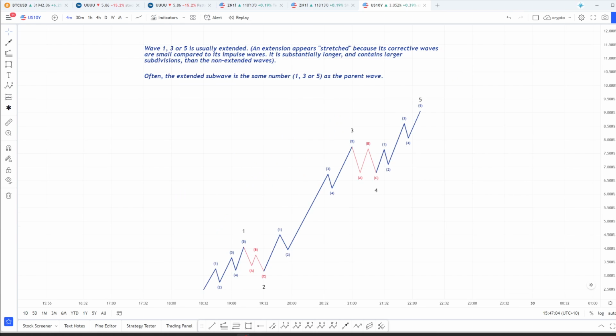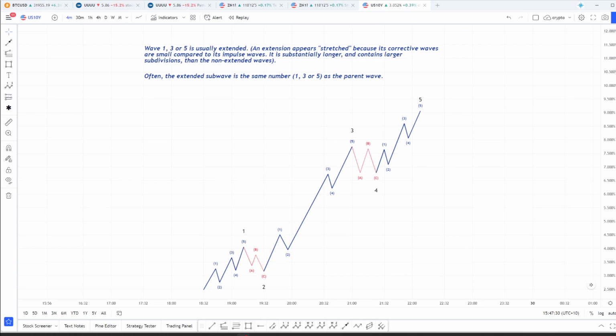So now we'll talk about extensions. Waves 1, 3, or 5 is usually extended. An extension appears stretched because its corrective waves are small compared to its impulse waves. It is substantially longer and contains larger subdivisions than the non-extended waves. Often the extended subwave is the same number, 1, 3, or 5, as the parent wave.